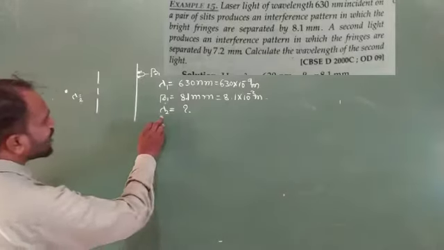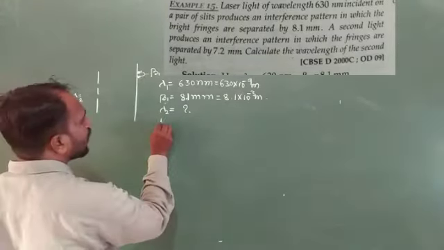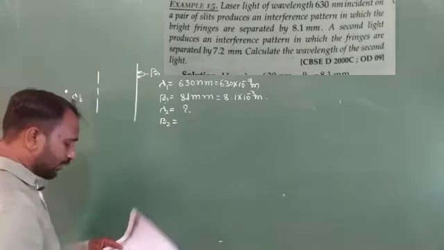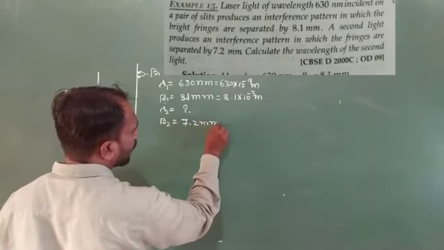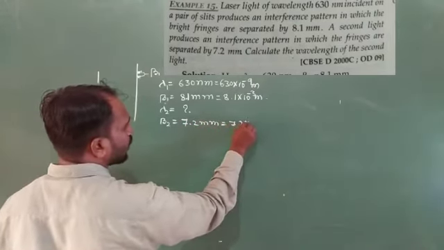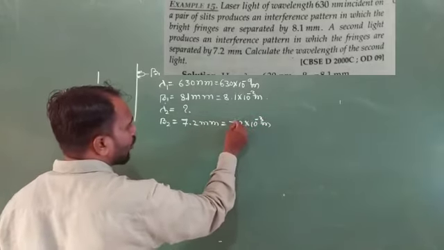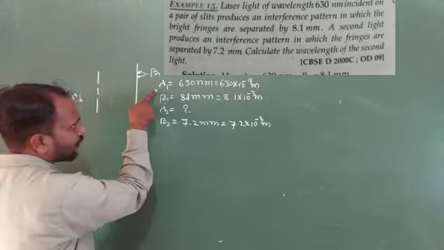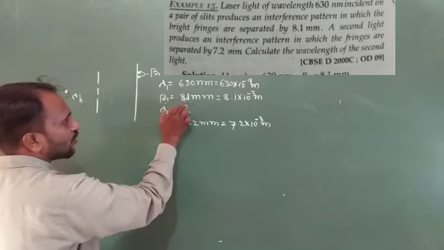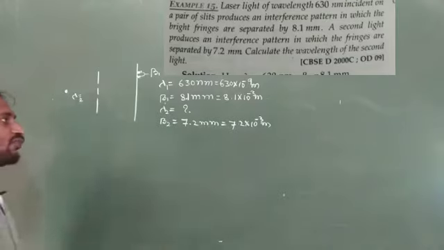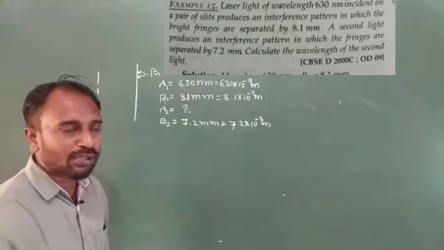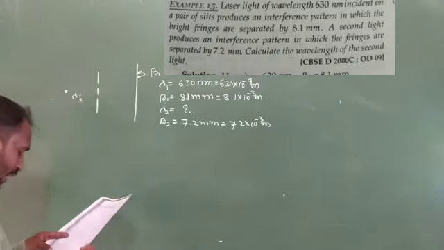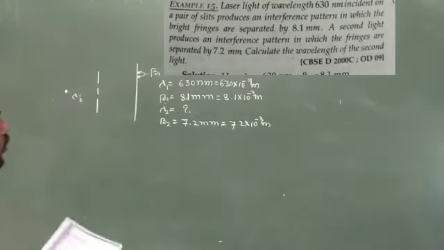Okay, when we use the second wavelength, here we get a fringe width of 7.2 millimeter. It means 7.2 into 10 power minus 3 meter. When we use the lambda 1 wavelength, here we get a fringe width of 8.1 millimeter. When we use the second wavelength, we get a beta value of 7.2 into 10 power minus 3 meter. Okay, and here we want to calculate lambda 2, the second wavelength value.